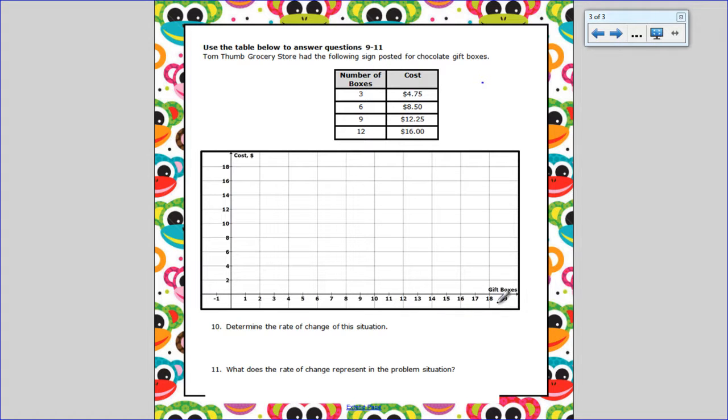You see down here on the x-axis is gift boxes, so that's x. The cost is on the y-axis. So I'm going to plot these. I have 3 and 4.75, so it's a little more than 4, not quite 5. Then I have 6 and 8.5. Then I have 9 and 12 and a little more. And then I have 12 and 16. So I have these plotted. I'm going to connect them.